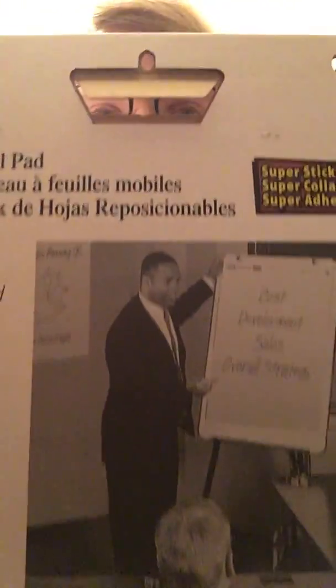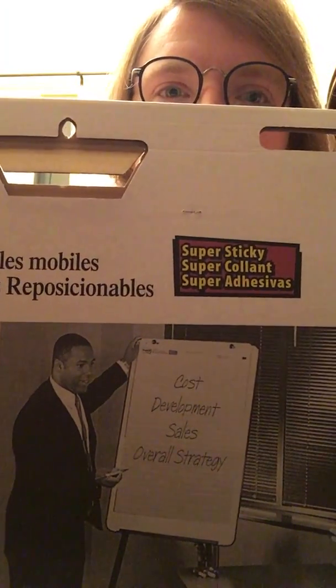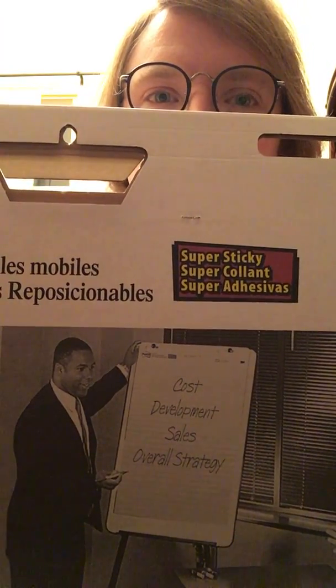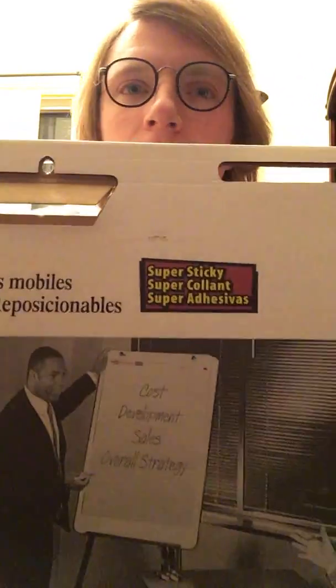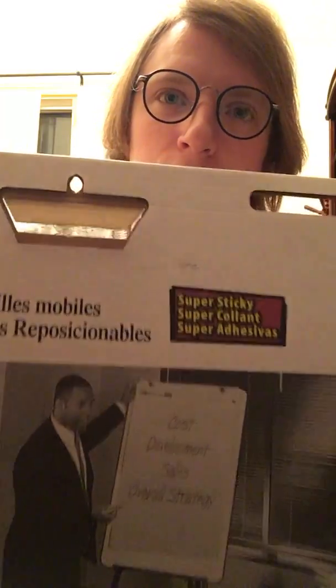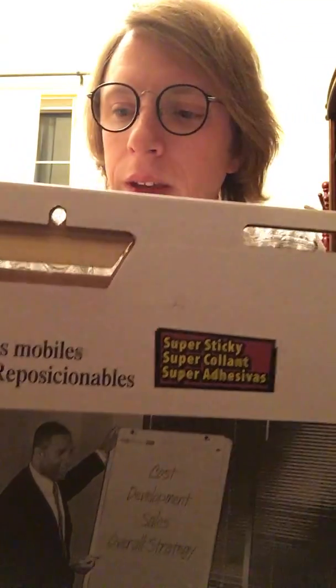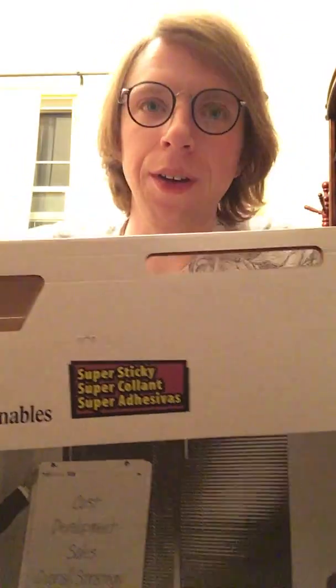Also, I just want to note, I love how generic the whiteboard is on the back. Cost, development, sales, overall strategy. Like, we had to waste a giant post-it note to put those four words on there. There's a tree hugger in Brazil pulling their hair out.